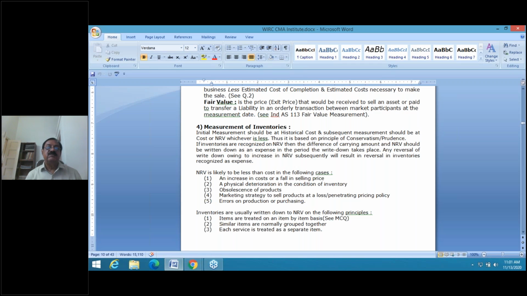If it is an asset, here inventories, obviously we take its exit price. Orderly transaction means a routine way between market participants, so it does not include distress sale prices. Simply, in the ordinary course, whatever price you get in the market is to be considered fair value. Now measurement. Initial measurement should be at historical cost. Like PPE, inventories are also initially measured at historical cost, and subsequent measurement should be at cost or NRV, whichever is less. That is based on the principle of conservatism and prudence.